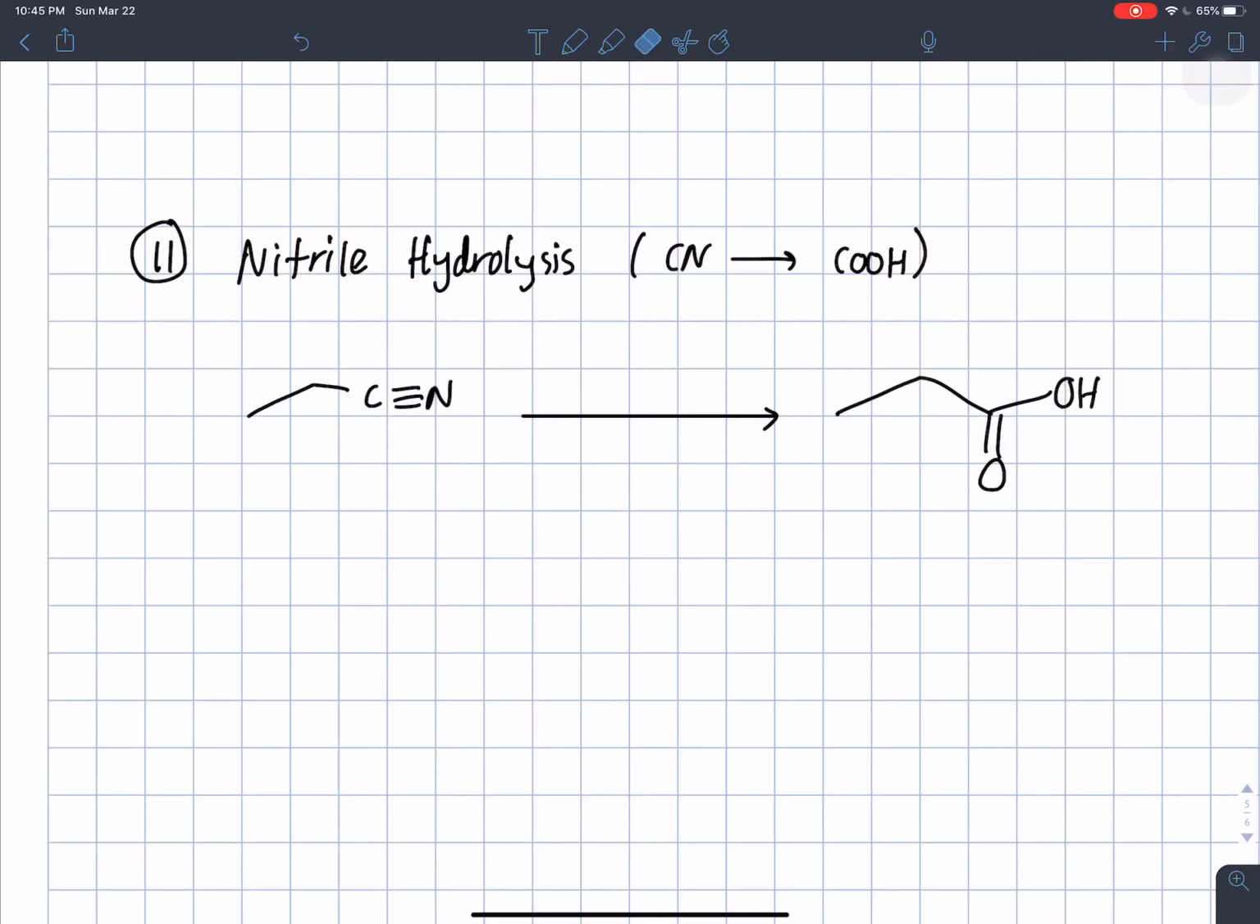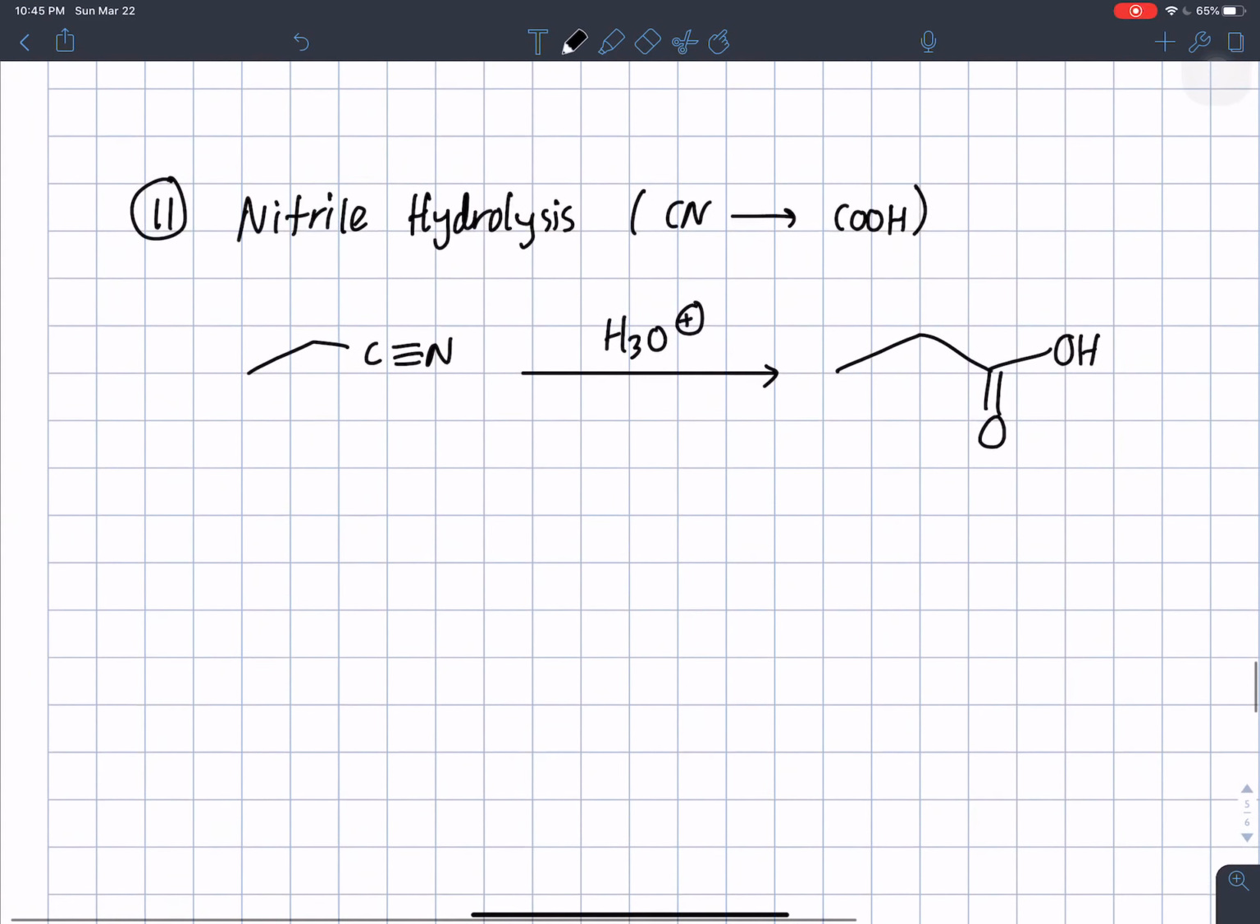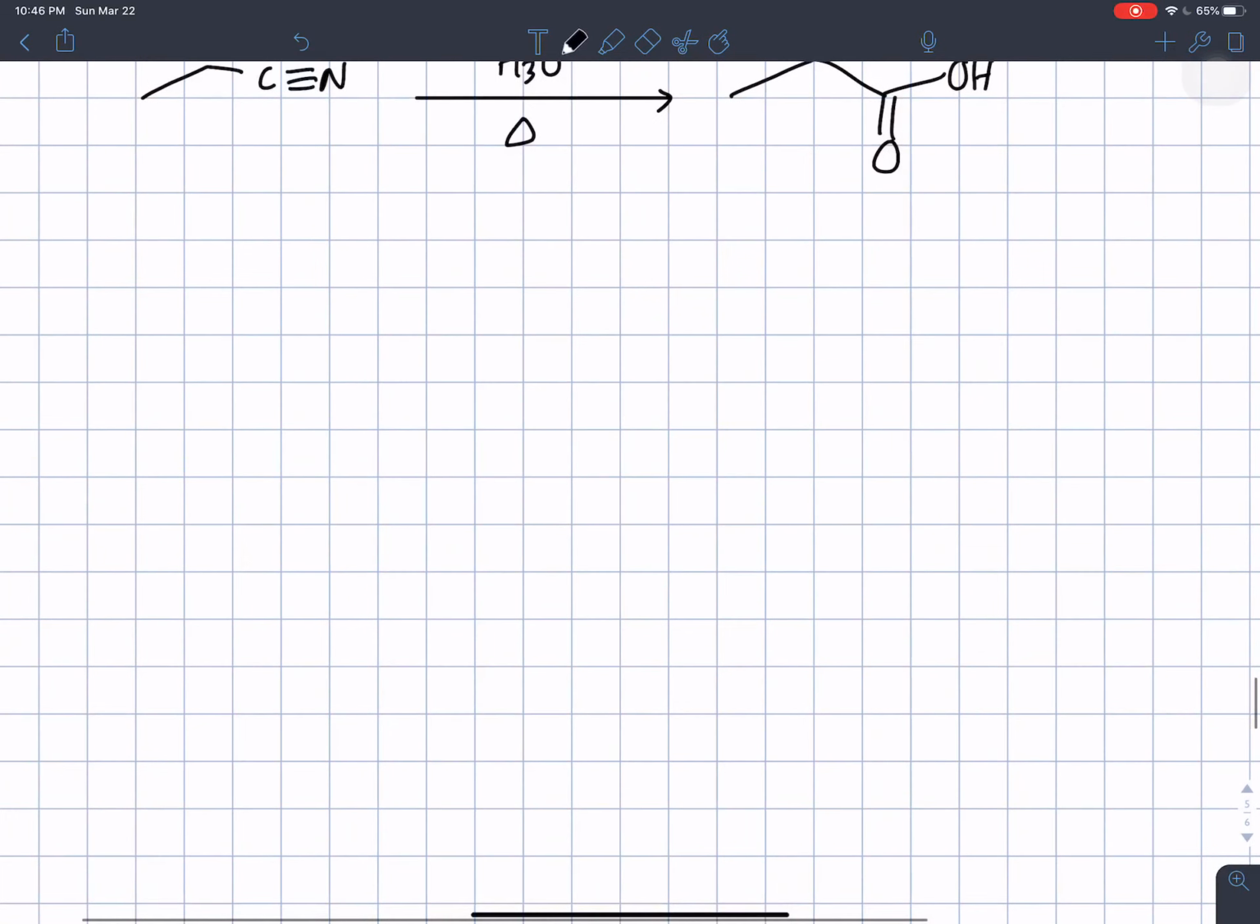And you can do it in acidic or basic. So H3O plus. You need heat with this one, or you'll often see the heat sign with this one. And then you can also do this in base, and just like before, you'll have the same problem with O minus.